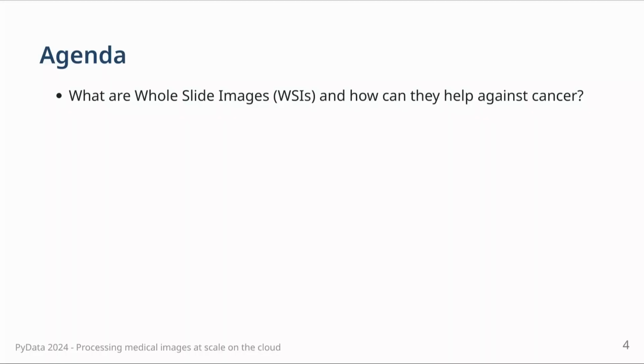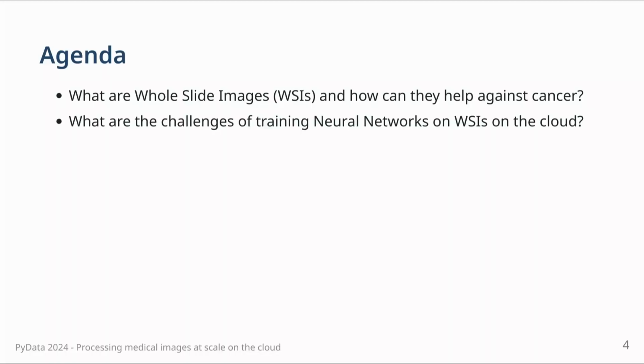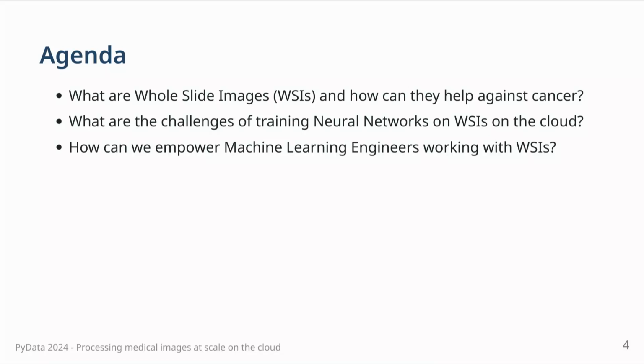Okay, so today, what are we going to talk about? We're going to talk about whole slide images and how they can help against cancer. We are going to look at challenges that come when we want to train neural networks on such images. We are going to see how we can empower machine learning engineers and researchers when working with this kind of data. So it's about medical images, but a lot of stuff here applies when you work generally with large data that is not tabular.